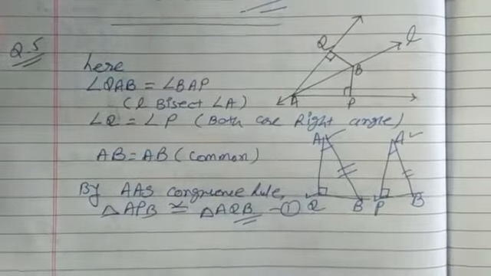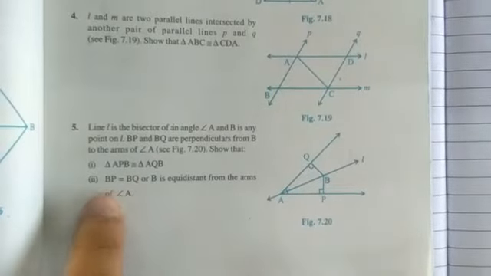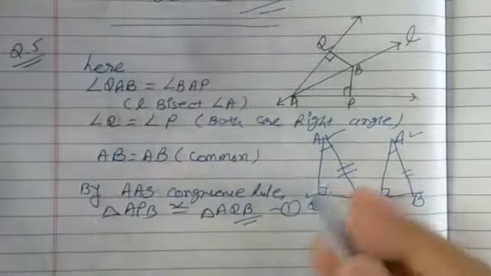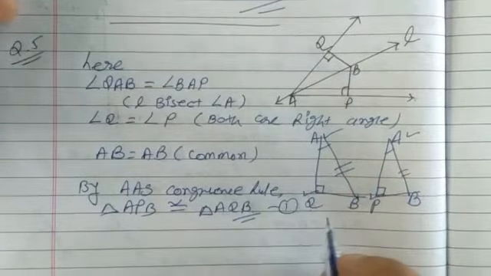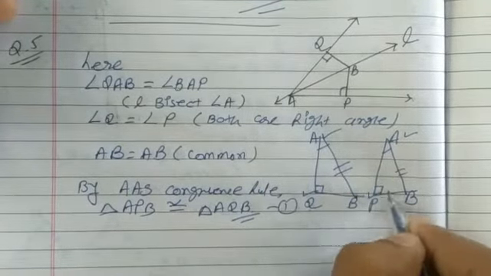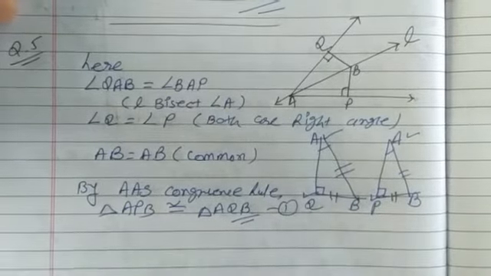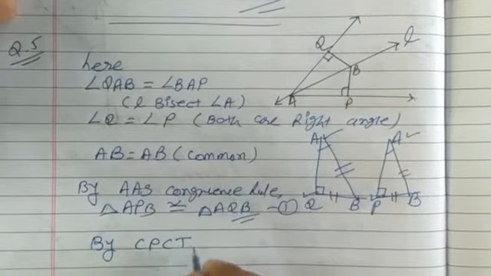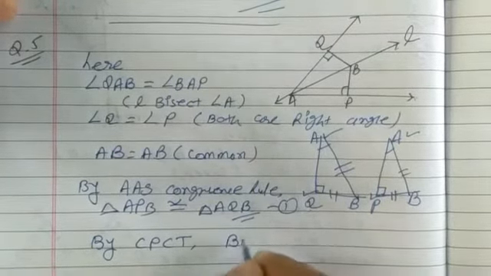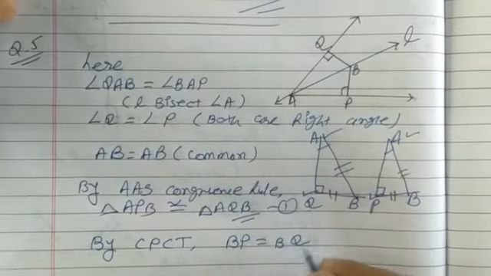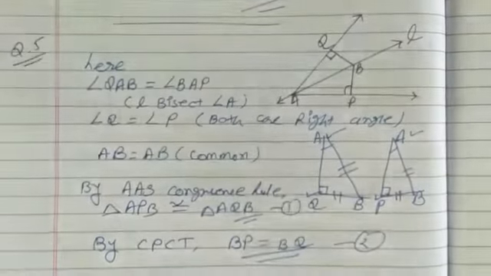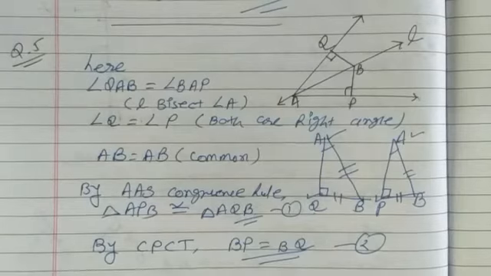Now our second question is here. We need to show that PB is equal to BQ. So here by CPCT we can say that PB, this one, and QB are equal. So by CPCT, BP is equal to BQ. So this is our second answer. So now this is the complete solution of our question number 5.